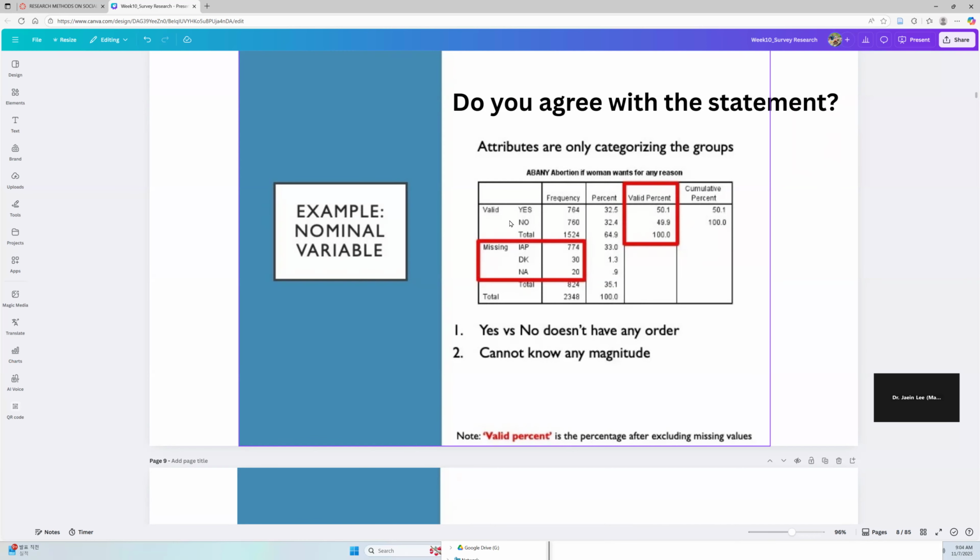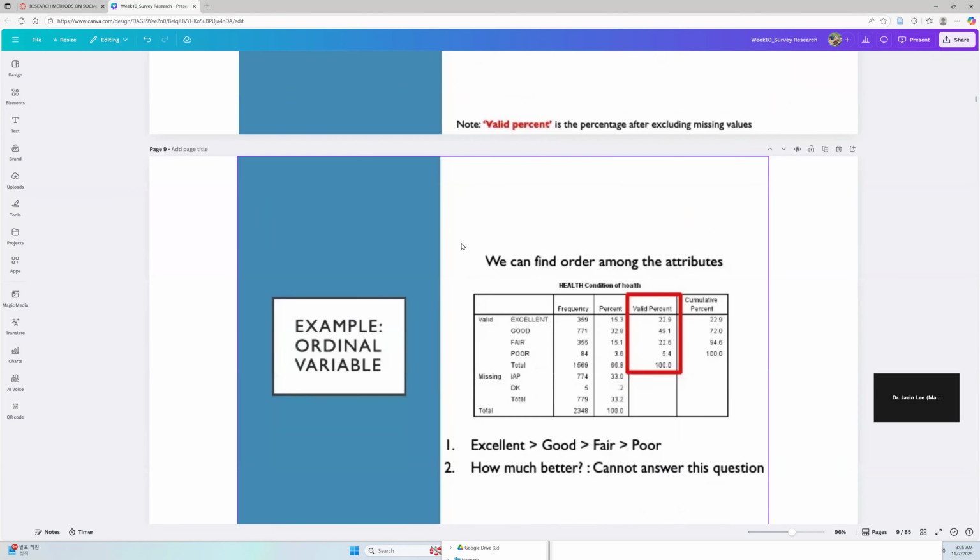In any case, answering yes or answering no, these are classified as the nominal variable because they indicate whether they are agreeing or disagreeing about abortion. We cannot find any order, meaning we cannot say whether yes is better, or that no is better or worse. We can just compare their groupings without order. That is a nominal variable.